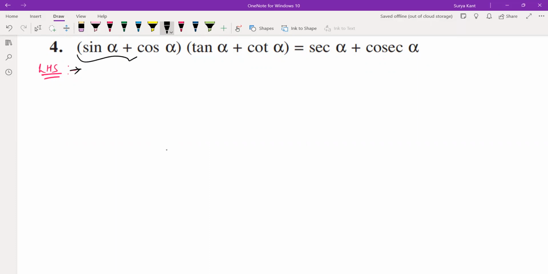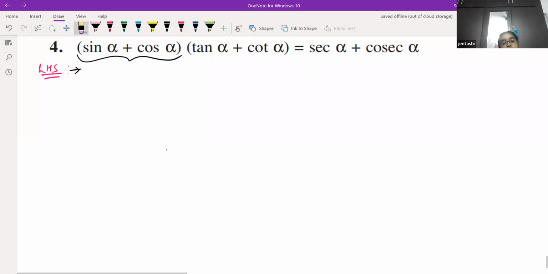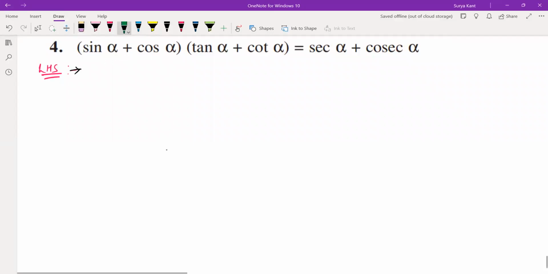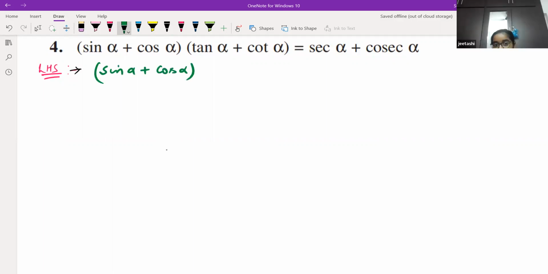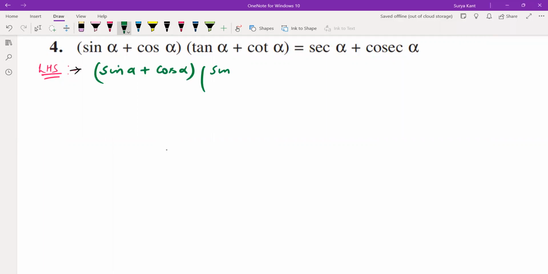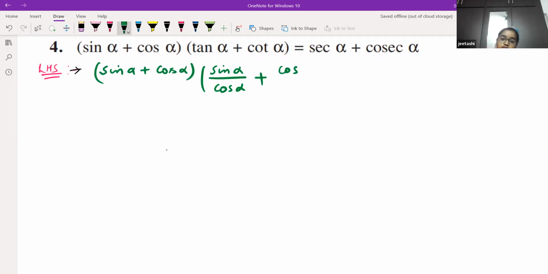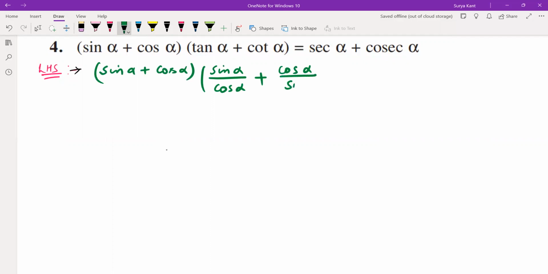So sine and cos are already there, right? So then we'll convert the tan alpha and cot alpha, okay? Yes, sir. So this you write as it is: sine alpha plus cos alpha. This will be as it is. And tan alpha can be written as sine alpha by cos alpha, plus cot alpha, which is cos alpha by sine alpha.